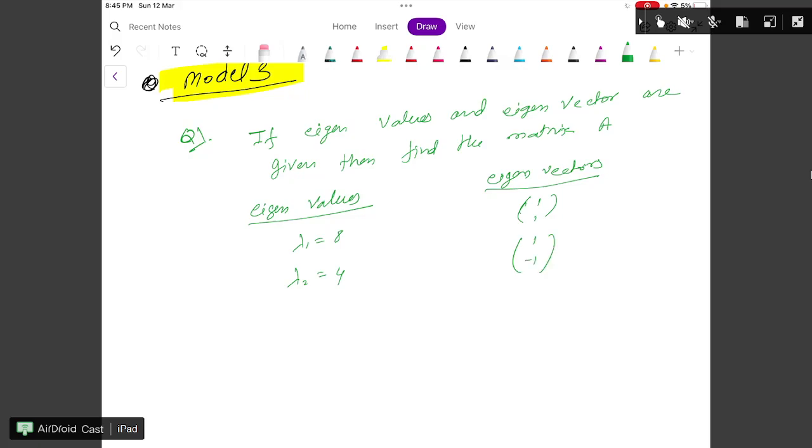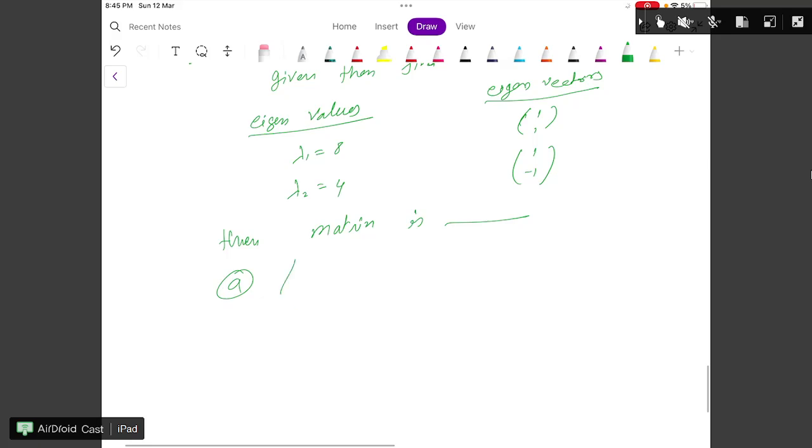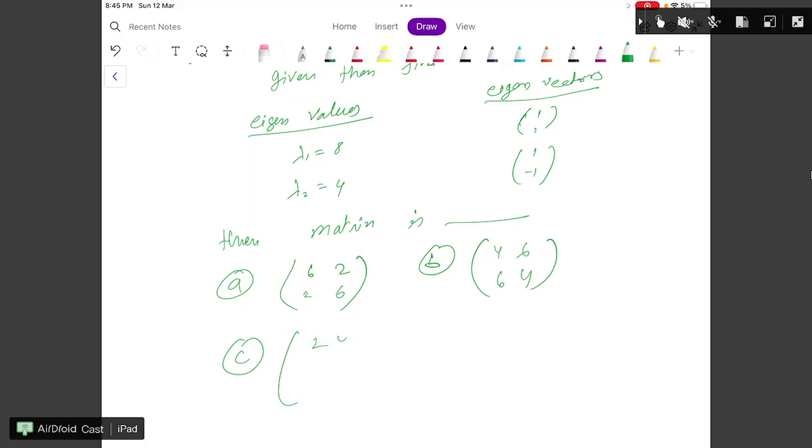These are the eigenvectors. Then the matrix is dash. Option A is 6 2 2 6, option B is 4 6 6 4, option C is 2 4 4 2, and option D is 4 8 8 4. So this is the problem. Eigenvalues are given, eigenvectors are given. You just need to find the given matrix.